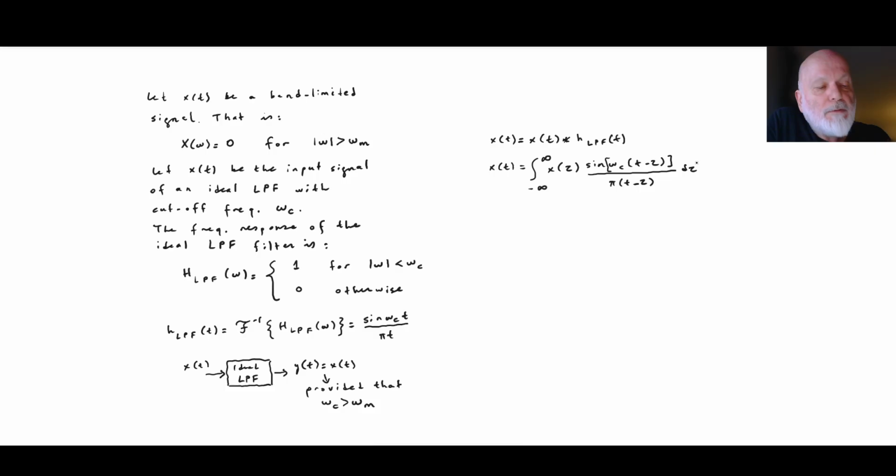Okay, and we know that this is the representation of a band-limited signal in terms of the input-output relationship in an ideal low-pass filter with cutoff frequency omega c greater than omega m, the highest frequency component of the band-limited signal.